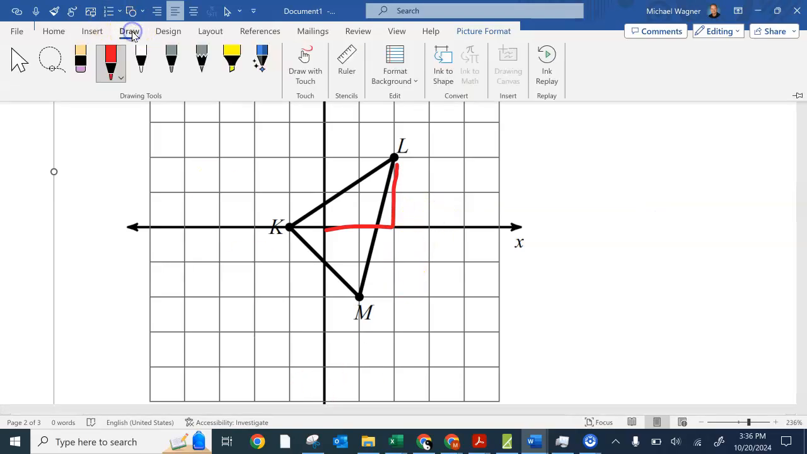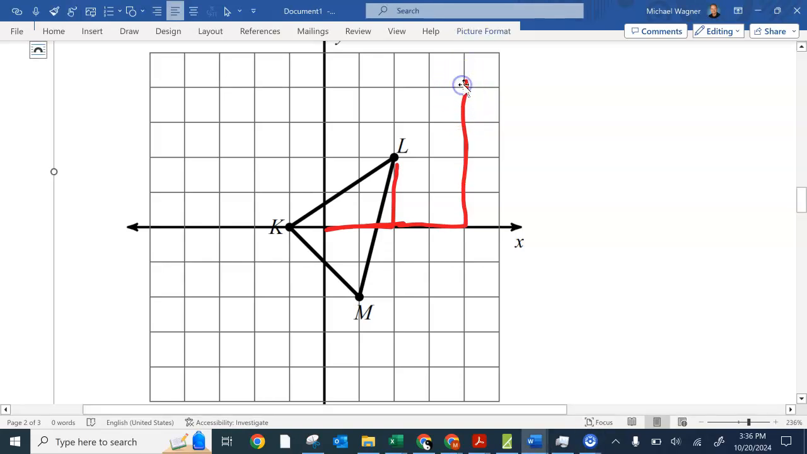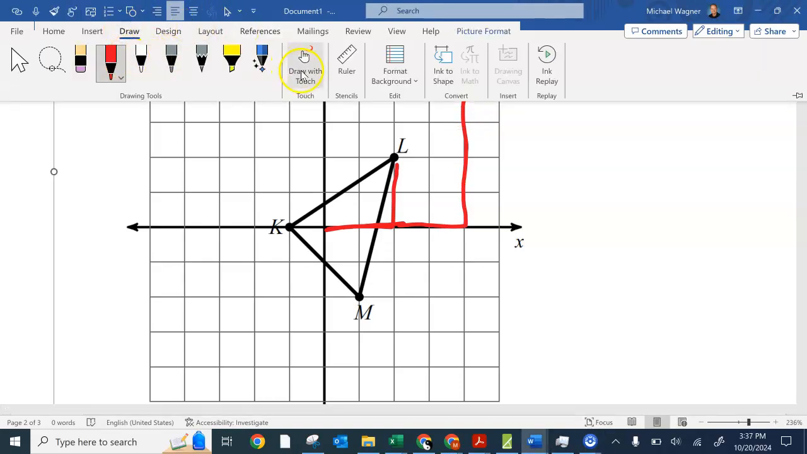Let me get my pen again. Are you there? Good. So instead of going 2 over and 2 over, I'm going to go 4 over. Instead of going 2 up, I'm going to go 4 up. So there's L.